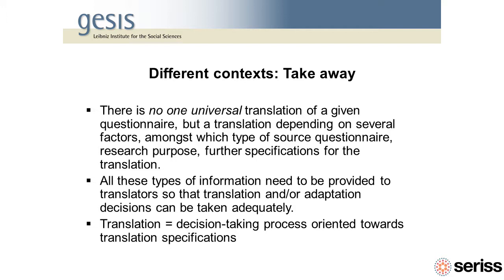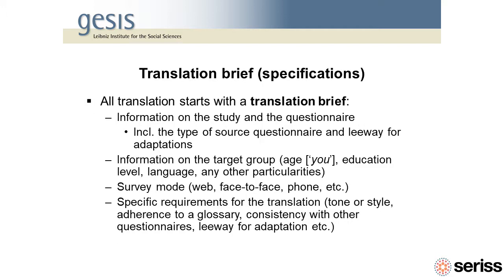And so we all come back to this crucial principle: translation is a decision-taking process, taking into account a lot of different context factors or translation specifications. It is not an automatic one-to-one transfer, as it is often misunderstood in many different fields. I haven't talked about the importance of providing translators with adequate information. In the translation industry, this is often called the translation brief or translation specifications.